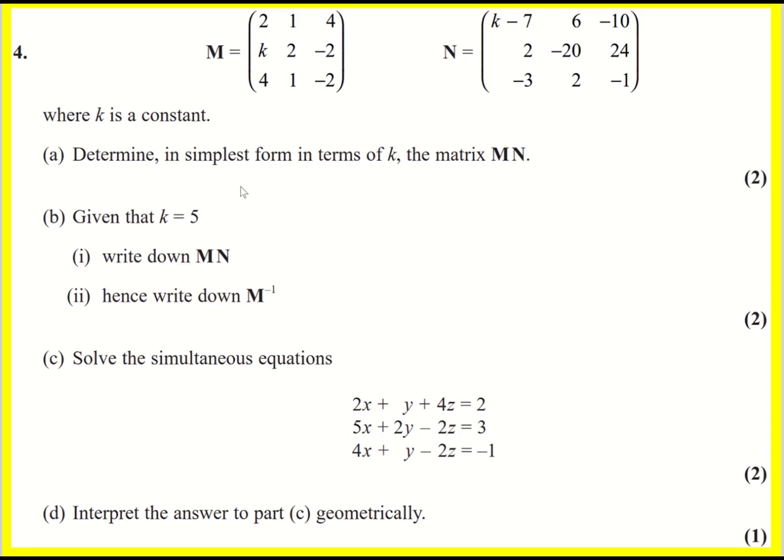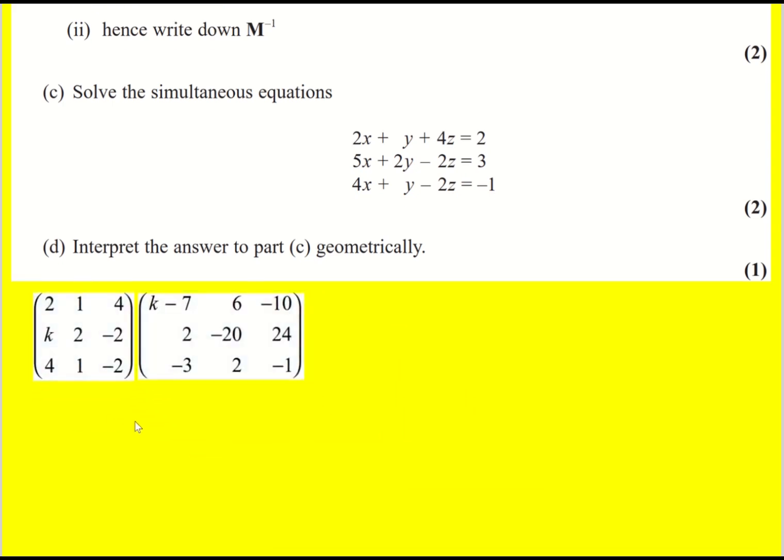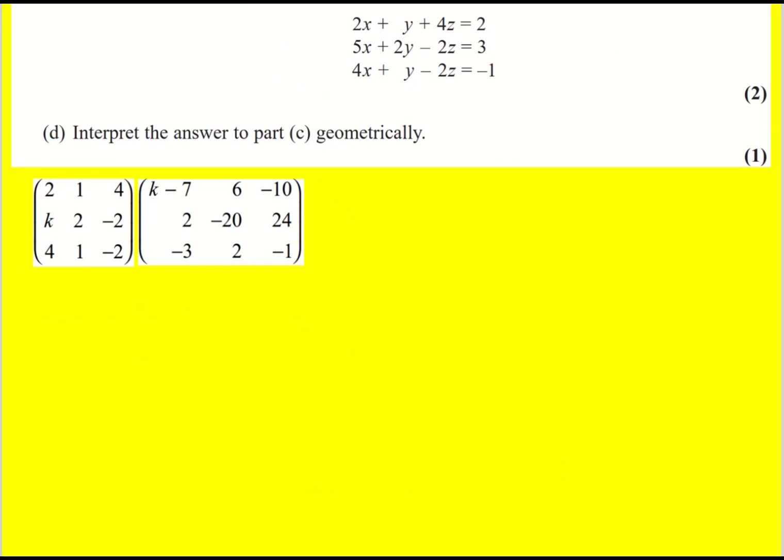Given M and N, where k is a constant, we're asked to determine the simplest form of the matrix MN. We've got to do quite a lot of work here, but then we get follow-through marks quite easily later on. So we're going to create a 3 by 3 matrix.